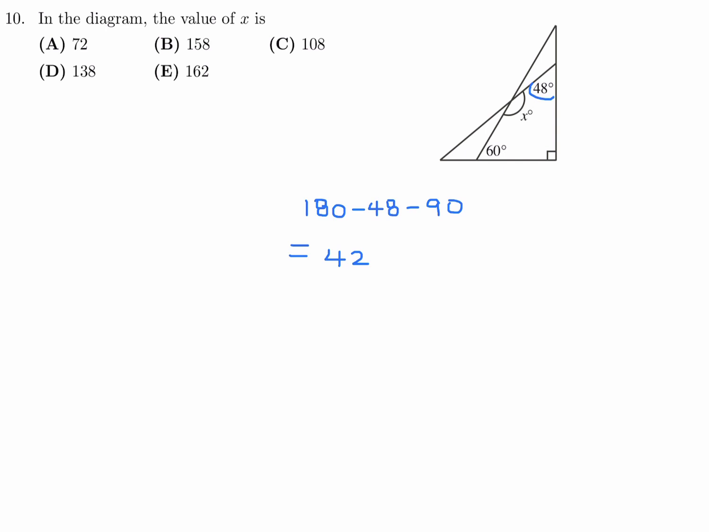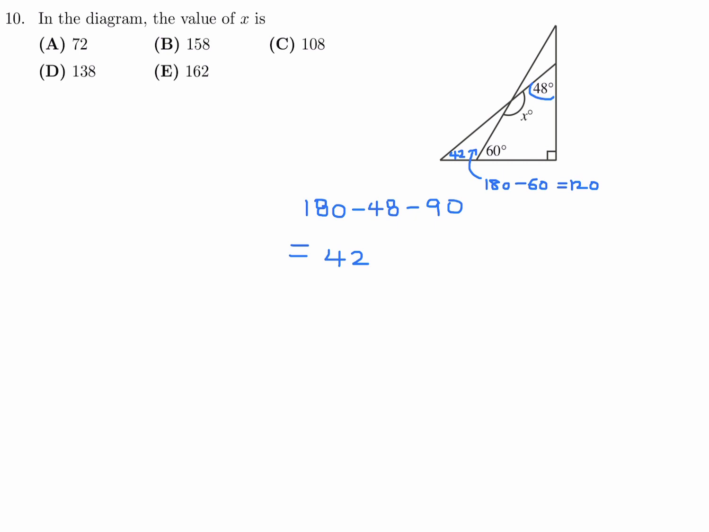And then this angle right here is going to be, I'll just draw a little arrow there, 180 minus 60, because the sum of the angles about a line are equal to 180. And that, of course, is 120.